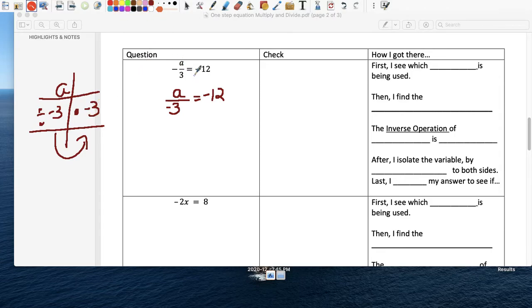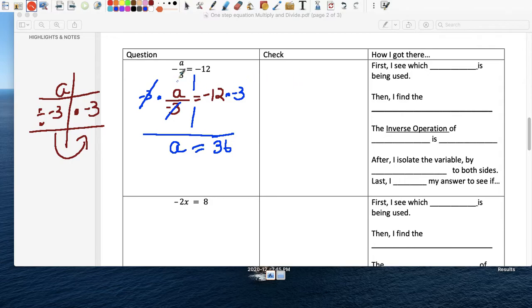So let's do that. -12 times -3. And a divided by -3 times -3. So to multiply both sides by -3. On the right side, negative times a negative is a positive. On this side, these simplify to 1, and 1 times a is a. So my answer is positive 36.